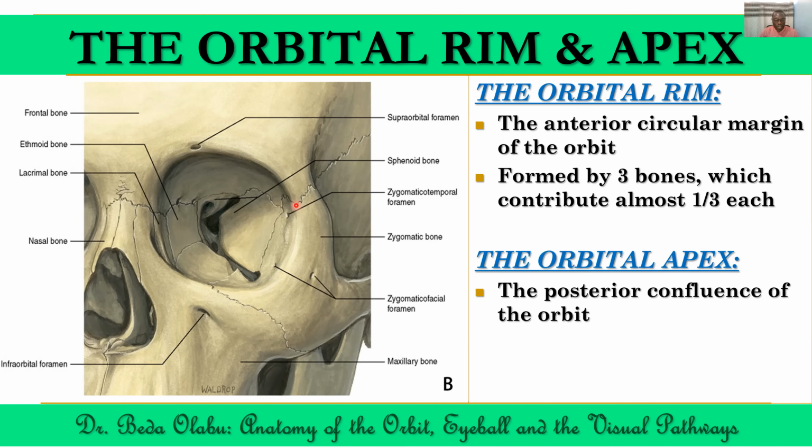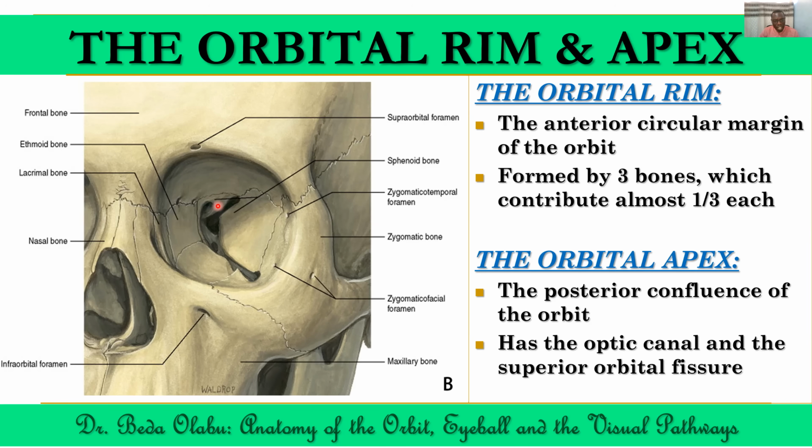How about the orbital apex? So the orbital apex is the posterior confluence of the orbital walls. Medial wall, lateral wall, roof, and floor all join around that region. So this is the region of the orbital apex. At the orbital apex, we have the optic canal, which is where the pointer is right now, and also the superior orbital fissure, which is this one. The inferior orbital fissure is not quite within the apex because this is the inferior orbital fissure, but the superior orbital fissure is part of the apex.